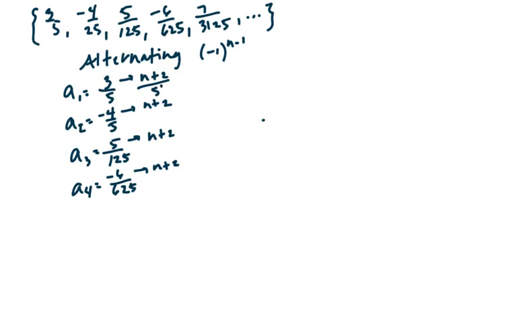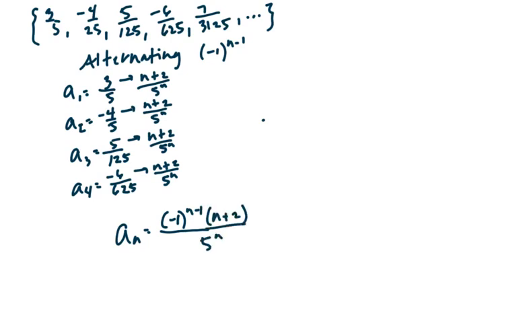Down here I have 5 to the first, so that's 5 to the n. 5 to the second, still 5 to the n. 5 to the third, still 5 to the n. So we have a sub n equals negative 1 to the n minus 1 times n plus 2 over 5 to the n. Thank you.